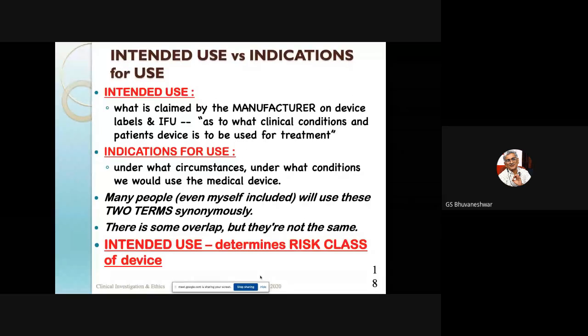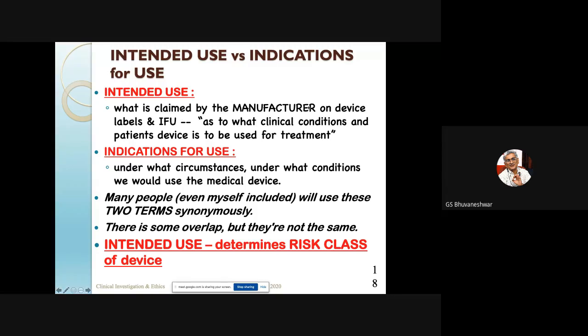Now, the other thing you all need to be very clear about is the definition of intended use and indications for use. Please remember that how you define your intended use will define your risk classification of the device. Like an ECG monitor, if you say it is intended for use in a clinician's office, it will be class B in India. If you say the ECG monitor is going to be used in ICU or in operation theater, it will become a class C device. So then it may require a clinical investigation.